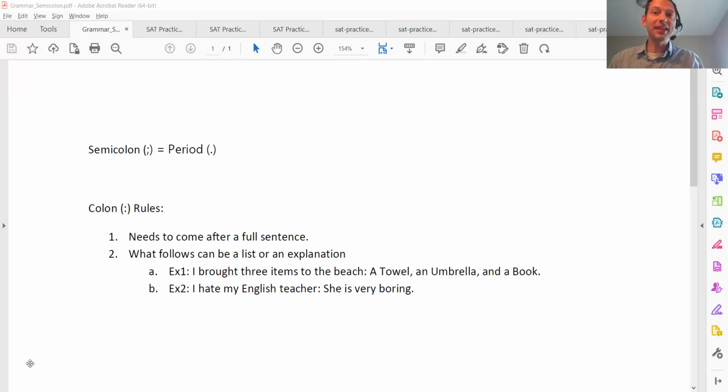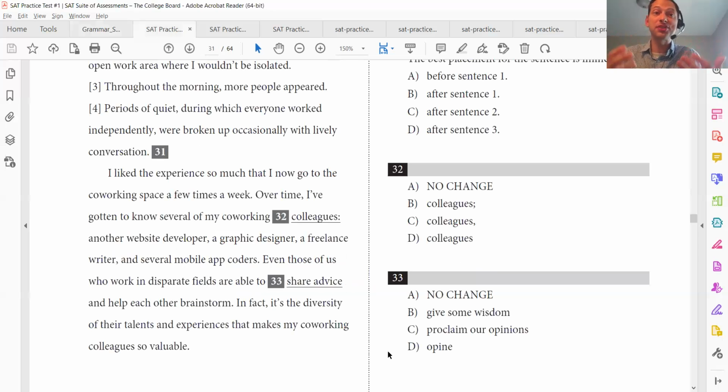Example 2: I hate my English teacher, colon, she is very boring. So I hate my English teacher. That's a sentence. If I could put a period there, I could put a colon, and now I can explain why I hate my English teacher. The last rule, just to know, if you have a dash, 1 dash is the same as 1 colon. All right, let's start. So let's look at SAT number 1. You're going to have these questions on every SAT, so you might as well understand these rules, and these are the easiest points you're ever going to get.